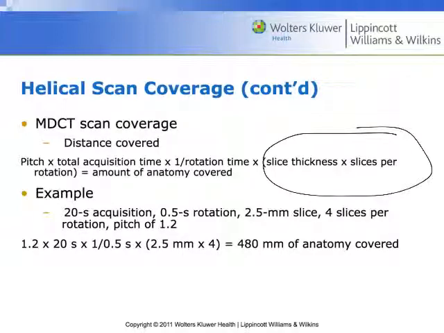So in this example, we have a 20-second acquisition, 0.5 second rotation, 2.5 millimeter slice, 4 slices per rotation, a pitch of 1.2. So here's pitch times 20 seconds times 1 divided by 1/2, so that's 2. And I'm going to multiply these two things together because it's a multi-detector array CT scanner, right? So these are being considered as more or less a single thing. I'll multiply these together separately, and then I'll multiply the other stuff. That will give me the amount of distance covered along the z-axis by the CT scanner.